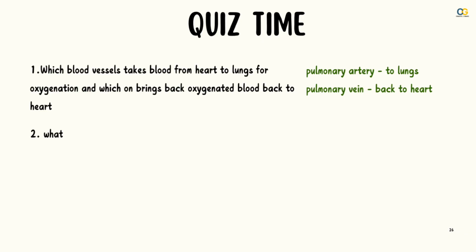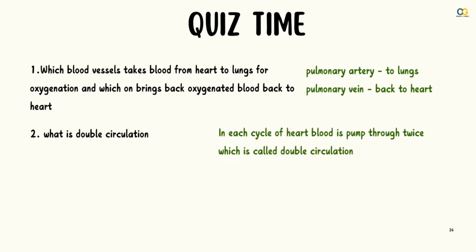Second question: what is double circulation? Right. In each cycle of the heart, blood is pumped through twice, which is called double circulation. Third question: what is lymph and how is it transported?